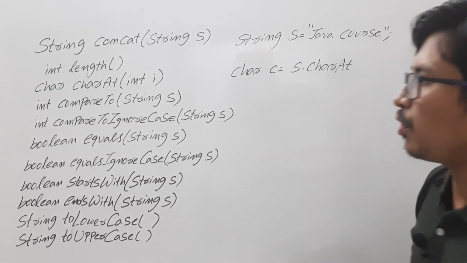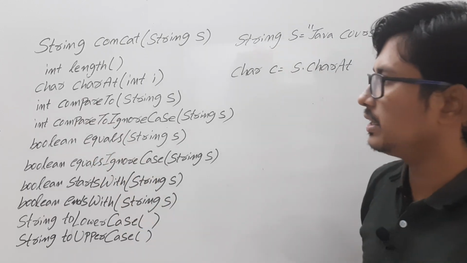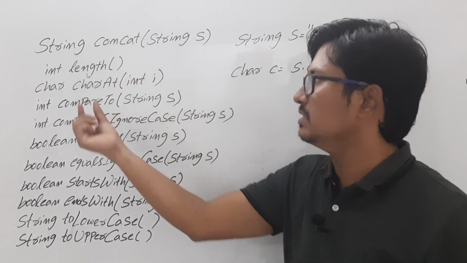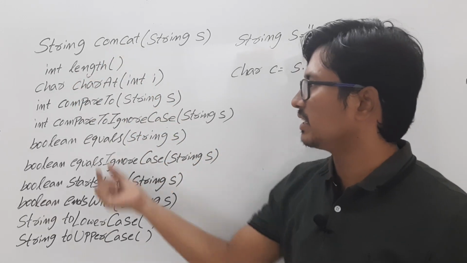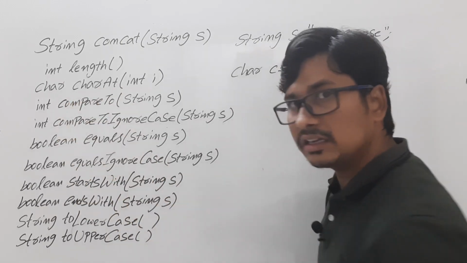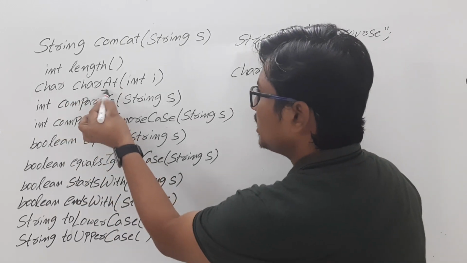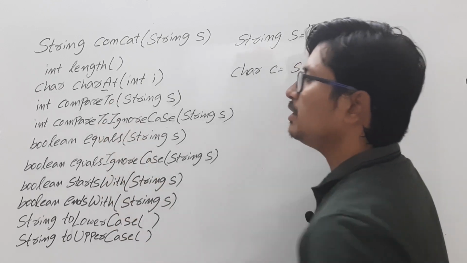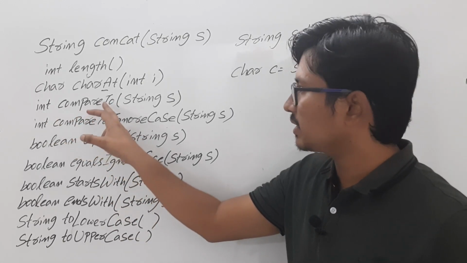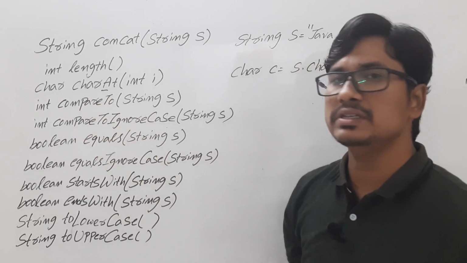Remember one important point in the methods. Look at here. When you have concat, everything is in lower case. Length, everything is in lower case. But look at here, charAt. CHAR is in lower case. A will be in capital letter and T will be in lower case. Similarly, in compareTo, compare is in lower case, T is in upper case and O is in lower case.